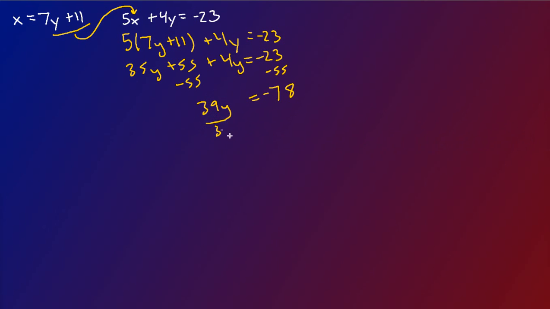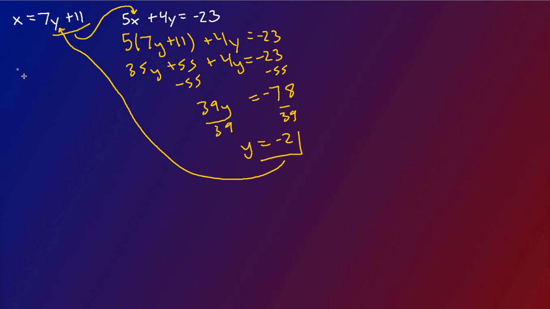I'll divide by 39, and y equals negative 2. I think that's good. I'm going to back substitute, so I'm going to take this negative 2 and put it in for y right here, in this first equation that I started with, to figure out what x is. So x is going to be negative 14 plus 11, x equals negative 3.